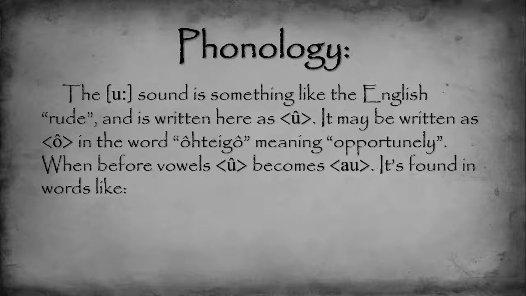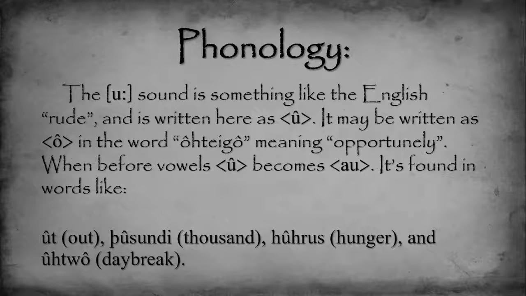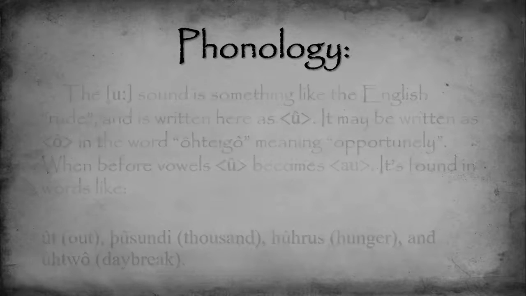The long U sound is something like the English rude, and is written here as U with a circumflex. It may be written as O with a circumflex in the word ûhtiugo, meaning opportunely. When before vowels, long U becomes AU. It's found in words like ût, meaning out, thûsundi, meaning thousand, hûhrus, meaning hunger, and ûhtwo, meaning daybreak.